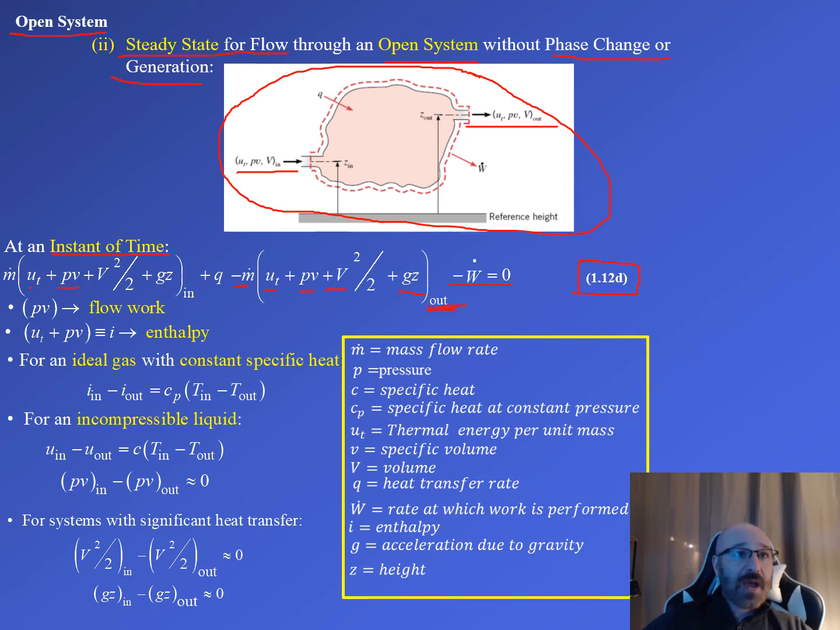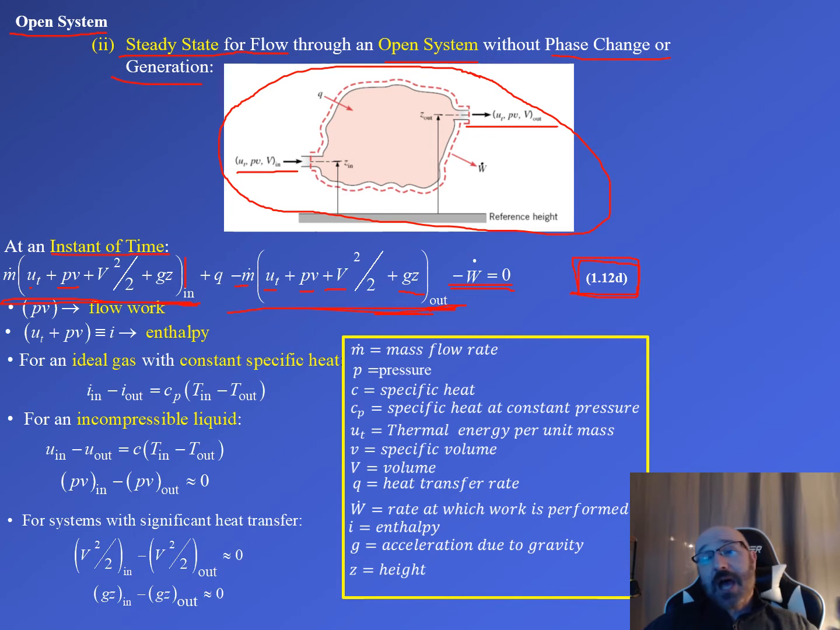So we can see we have this term up front here for input. So we have all that there. And we have our out over here in this term there. And at the end, we have the rate at which work is performed, minus W dot there. So this relates back again to equation 1.12D in our textbook. Now again, with equations like this, unit analysis, please pay attention to your units. Make sure you're plugging in the appropriate ones and double check those.